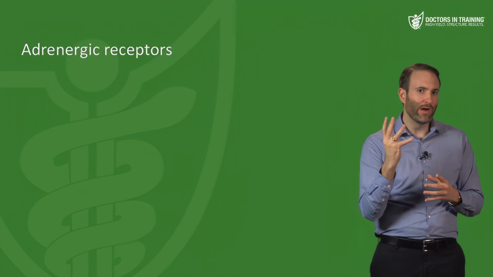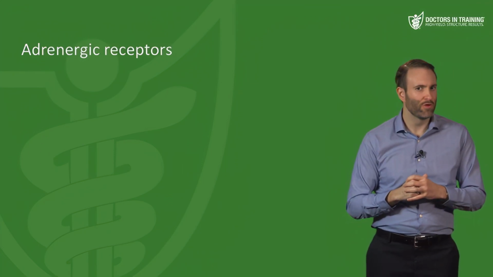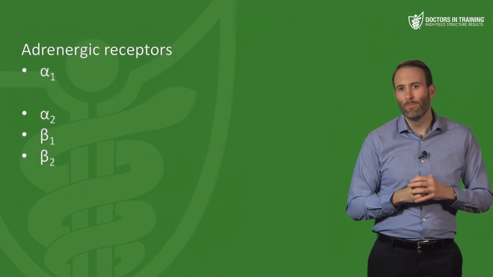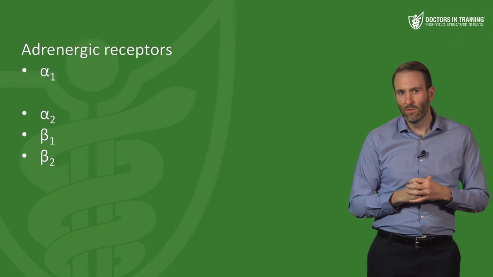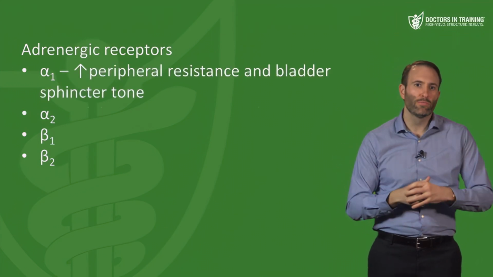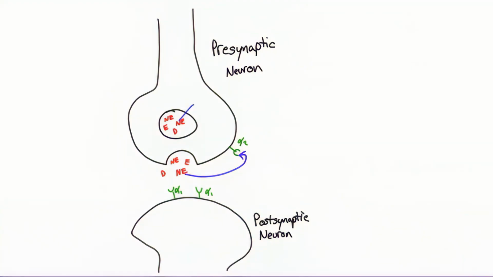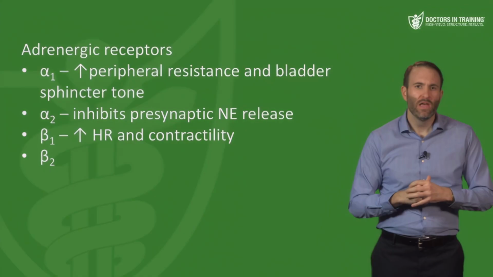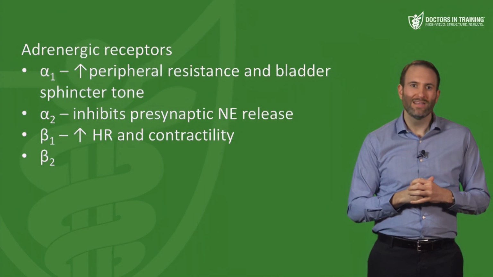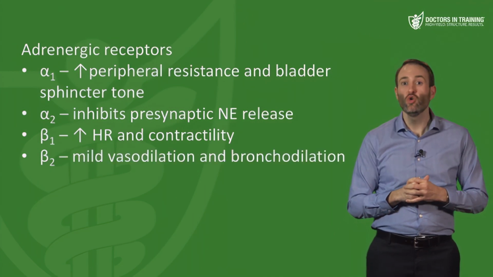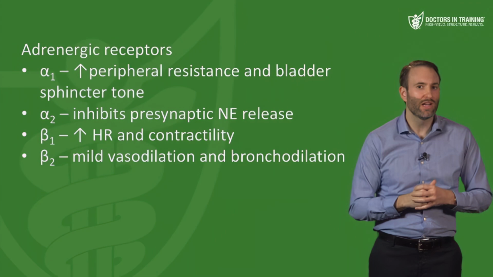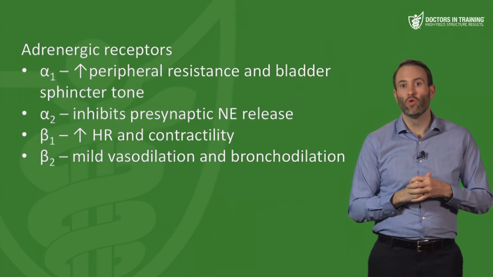Now we had 4 very important adrenergic receptors. Remember those? It was alpha 1, alpha 2, beta 1, and beta 2. Alpha 1 caused an increase in peripheral resistance and increased bladder sphincter tone. Alpha 2 inhibited norepinephrine release from the presynaptic neuron. Remember, it's causing that negative feedback back on itself. And then beta 1 increased heart rate and contractility. Beta 2 caused mild vasodilation, and then more importantly, bronchodilation.